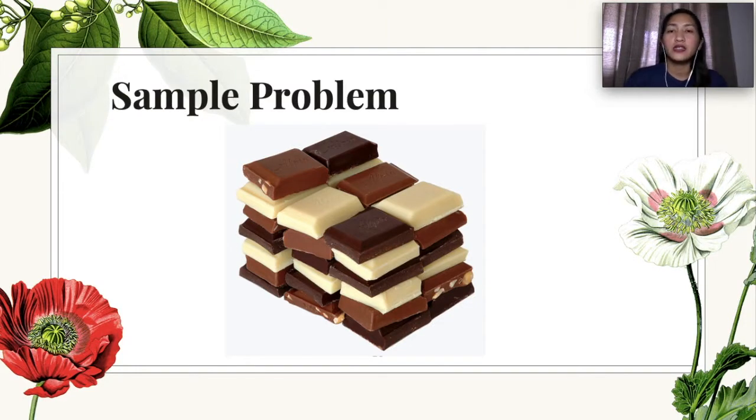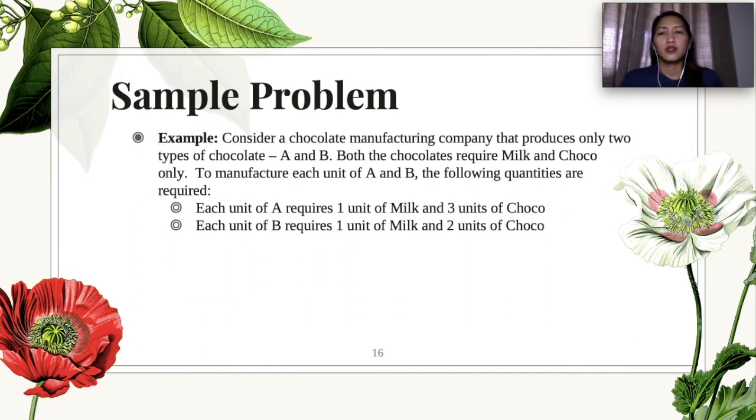Okay, let's discuss a sample problem. A sample problem about chocolates. Consider a chocolate manufacturing company that produces only two types of chocolate, A and B. Both the chocolates require milk and choco components only. To manufacture each unit of A and B, the following quantities are required. Each unit of A requires 1 unit of milk and 3 units of choco. Each unit of B requires 1 unit of milk and 2 units of choco.